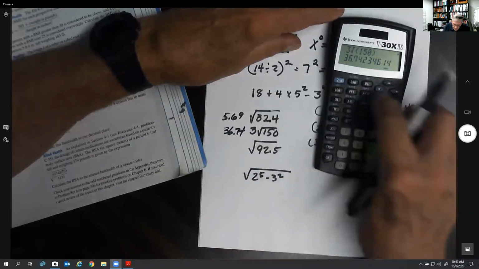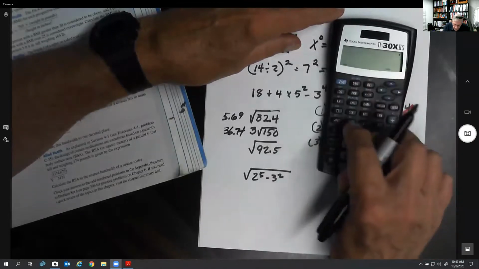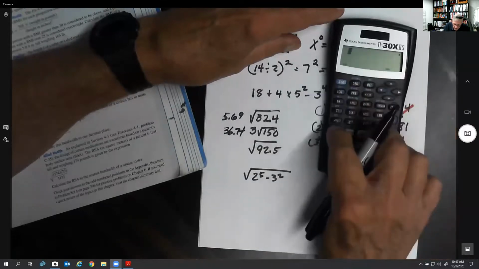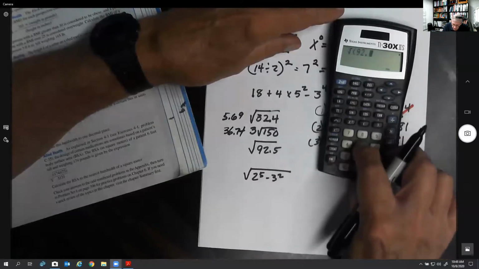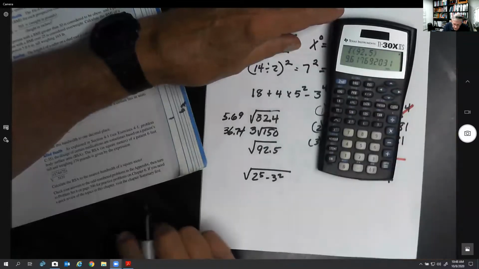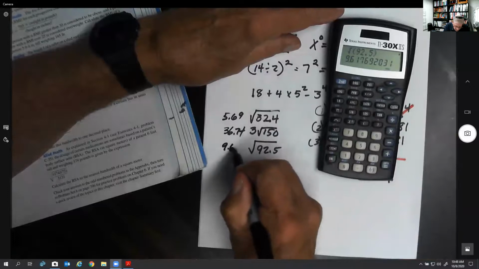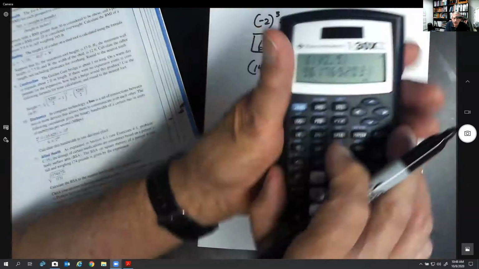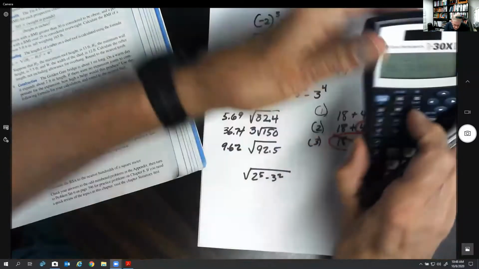What about 92.5? Second? No. Second, x squared, 92.5. Double check it. Look at your display. 9.62. I'm going to round it up. See, the number behind the 1 is a big number, so we round up.